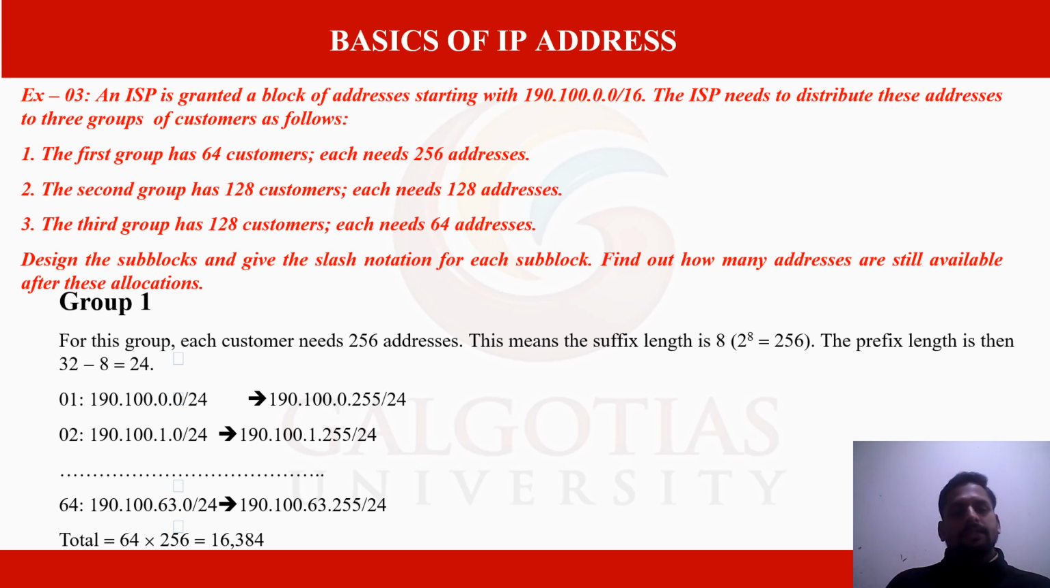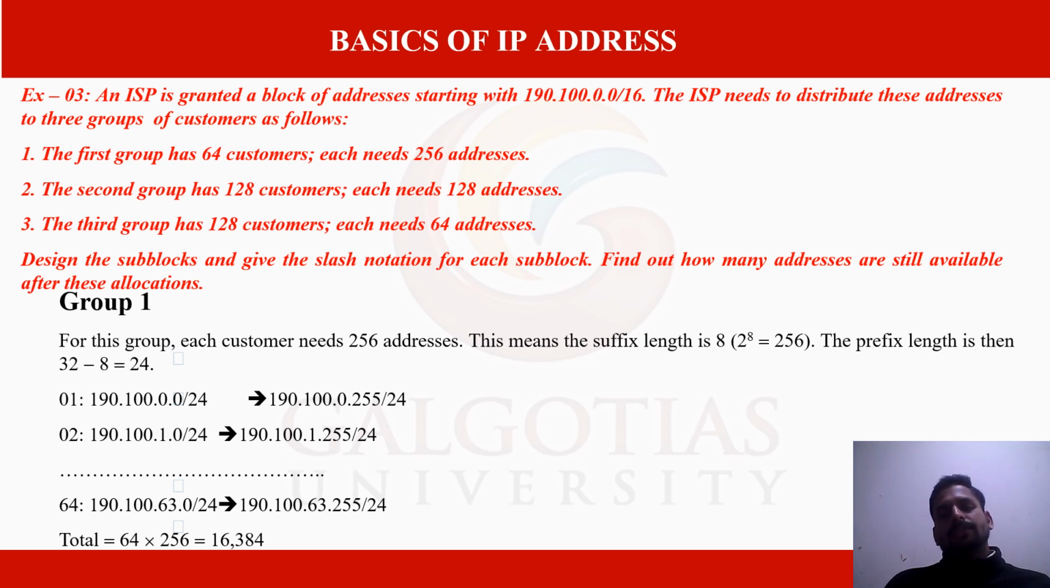In the same way, in the third condition they mention 128 customers and 64 addresses. And in the question, design the sub-blocks and give the slash notation for each sub-block, and find out how many addresses are still available after these allocations. So they are asking how many will be available after allocating these addresses. Right, so for group one, each customer needs 256 addresses. These are the conditions we have.